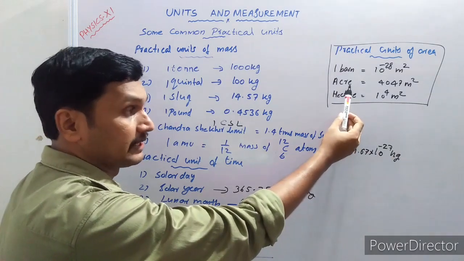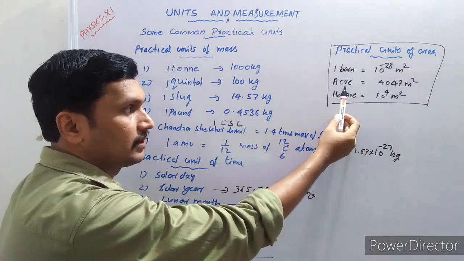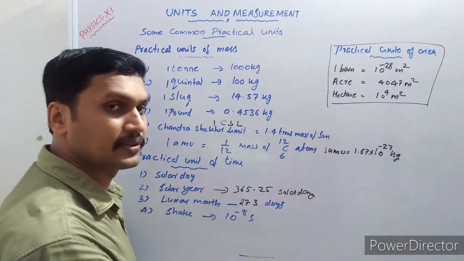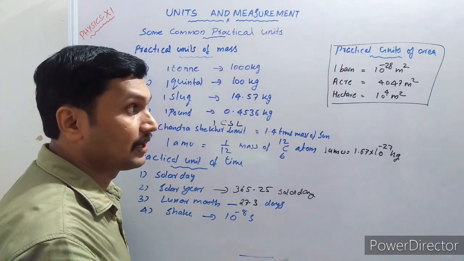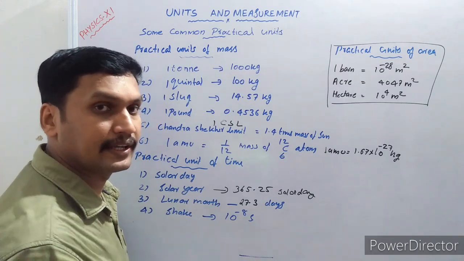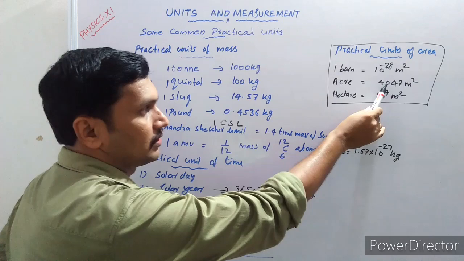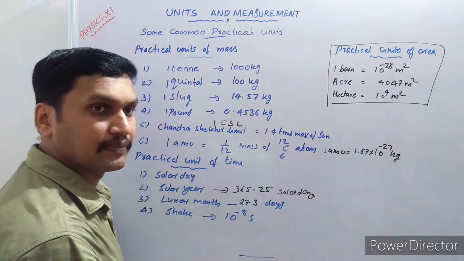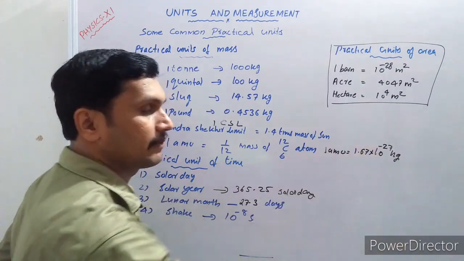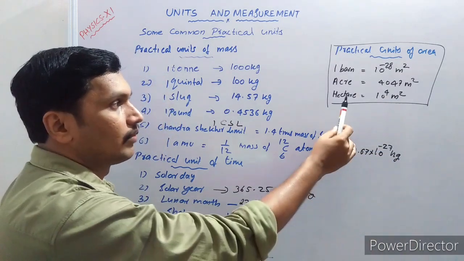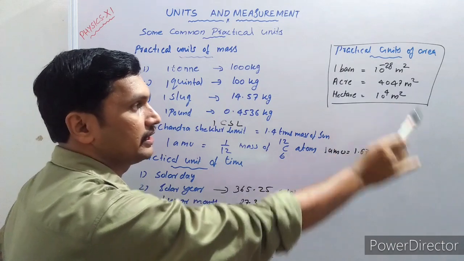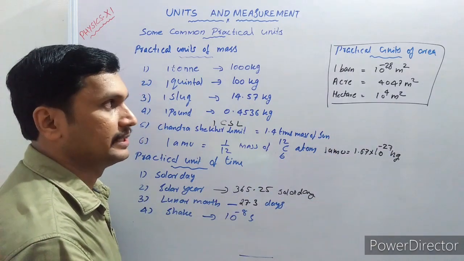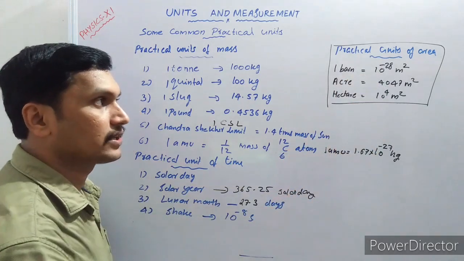Another unit, acre. Usually it is used to measure the area of land. Acre and hectare are usually used to measure very large areas, that is the area of land. 1 acre is equal to 4047 meters square. 1 hectare is numerically equal to 10 raised to 4 meters square, 10,000 meters square. Those are some practical units of area.